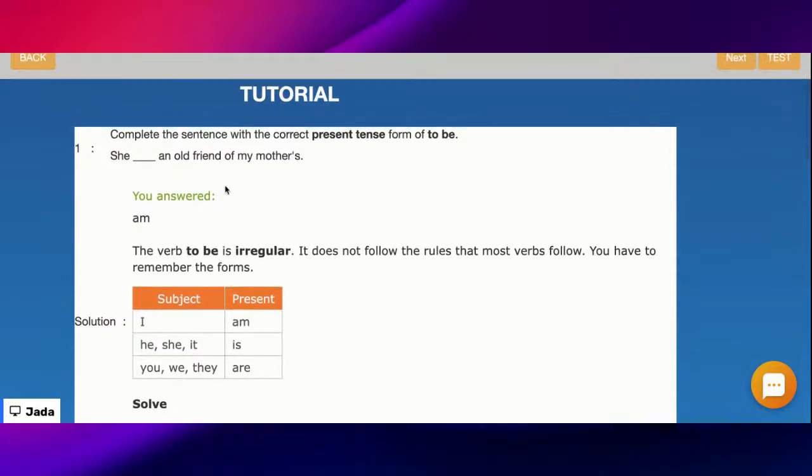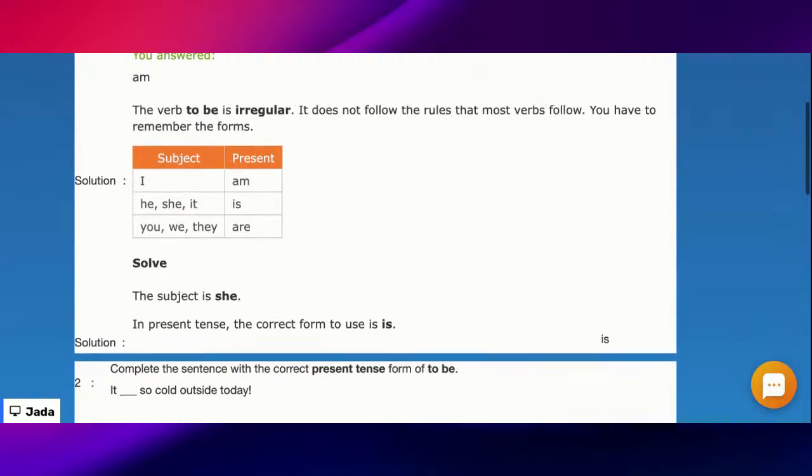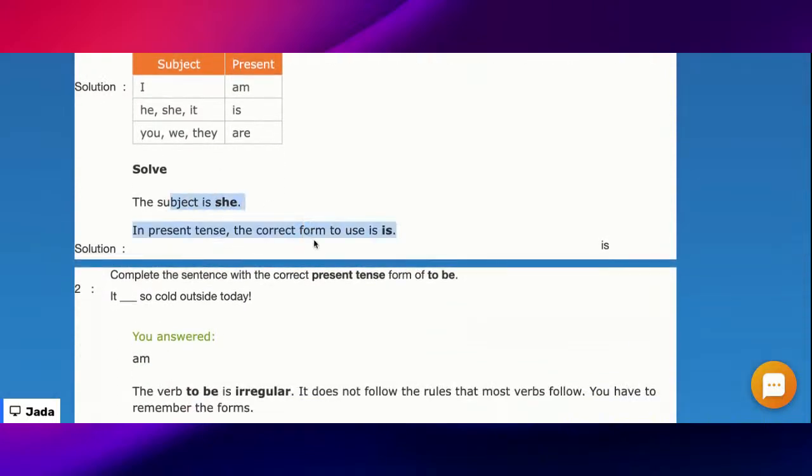All right, so we have: complete the sentence with the correct present tense. This is asking the present tense form of to be. She dash an old friend of my mother's. So you have to remember the present and the subject in this box. Remember that he, she, it goes with is, I am, and you, we, they are. So, she is an old friend of my mother's. In present tense, the correct form is is.